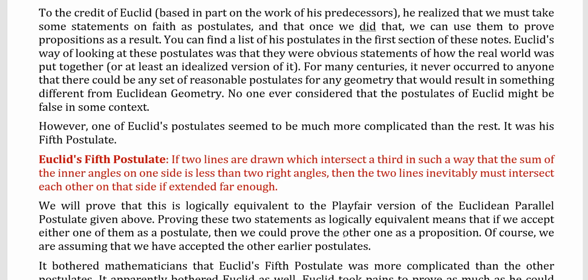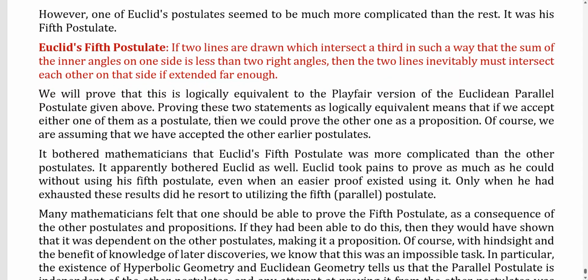You can find a list of his postulates in the first section of these notes, or in the first section of the videos in the first playlist here on geometry. Euclid's way of looking at these postulates was that they were obvious statements of how the real world was put together, or at least an idealized version of it. So for many centuries, it never occurred to anyone that there could be any set of reasonable postulates for any geometry that result in something different from Euclidean geometry. No one ever considered that the postulates of Euclid might be false in some context. However, one of Euclid's postulates seemed to be much more complicated than the rest. It was this fifth postulate.